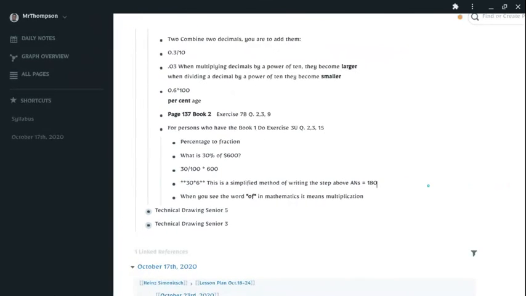So that is an example of how to calculate a percentage of money. You would essentially have $180 if you had 30% of $600. You understand? Yes, sir. Okay.